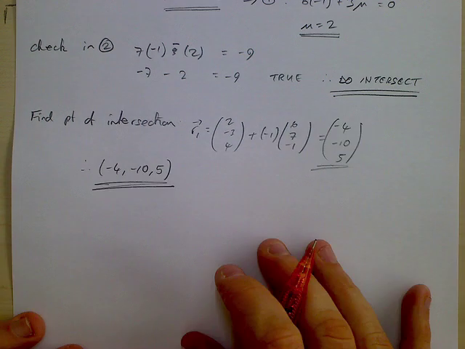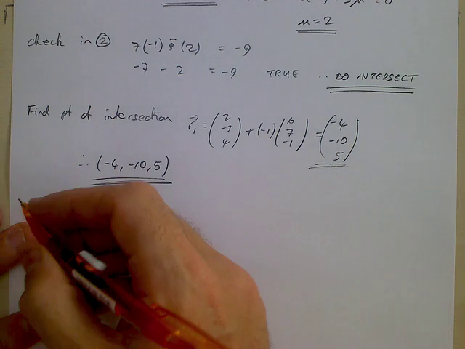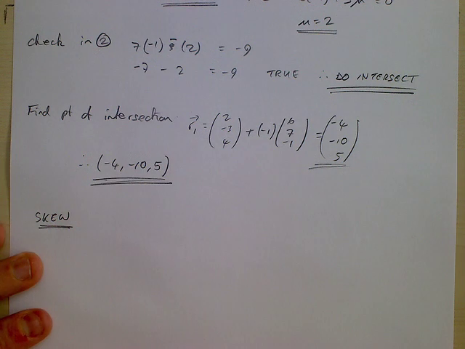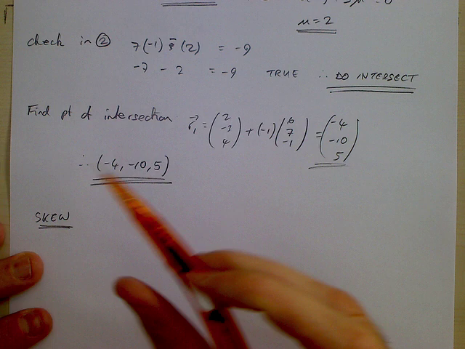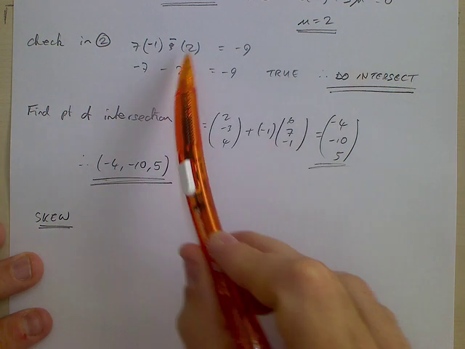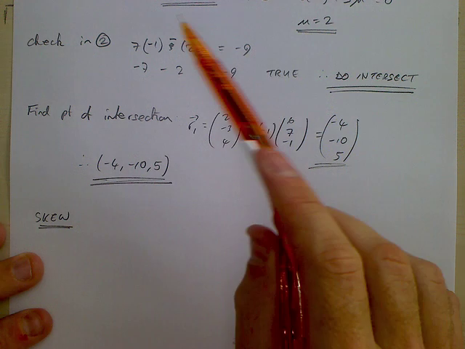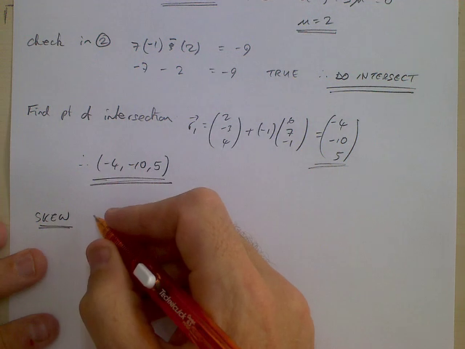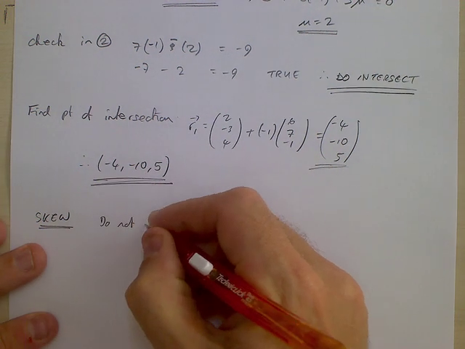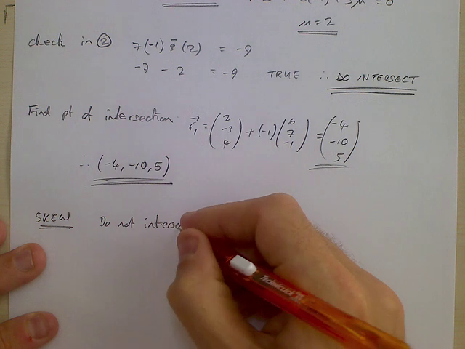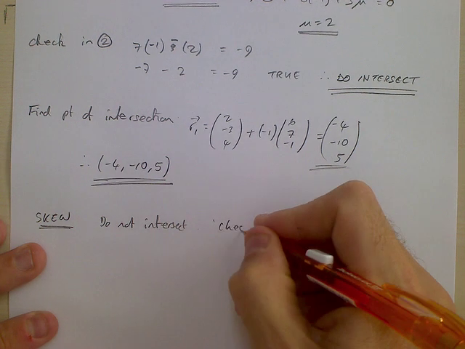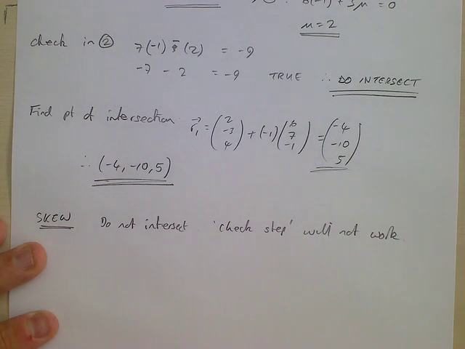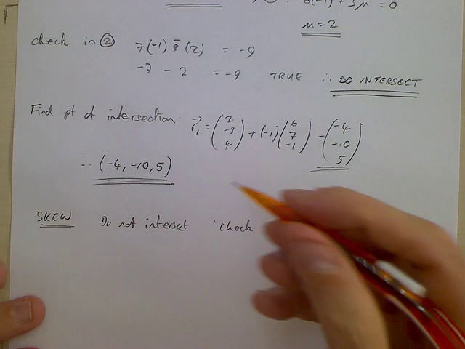Now, just to complete the example here, I'm going to add a little note that if I'm dealing with skew lines, lines that do not intersect, then that would become evident in this check step here. You'd solve two equations, you'd get two answers, but they wouldn't check out in the third equation. So for skew lines, they do not intersect, and the check step will not work. And that's how you'd show two lines are skew lines.